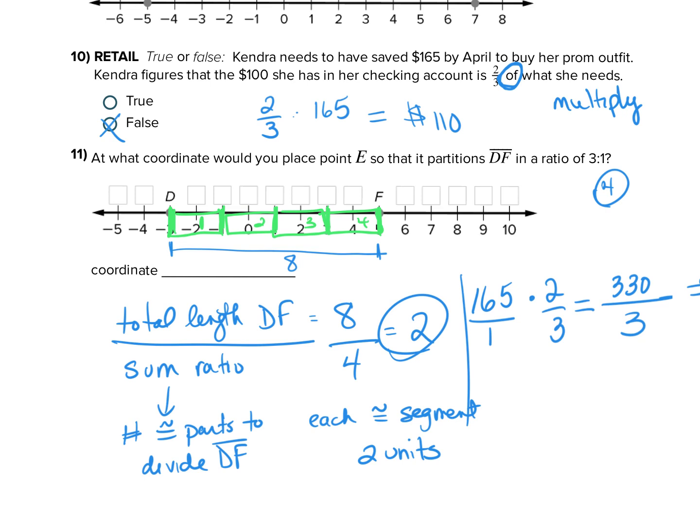So we want to place point E so that DE has 3 congruent units or segments, and EF has only 1 congruent segment. That's where the ratio comes in. So after the third line segment, that is where E will go. And so our answer, or our coordinate, is 3.